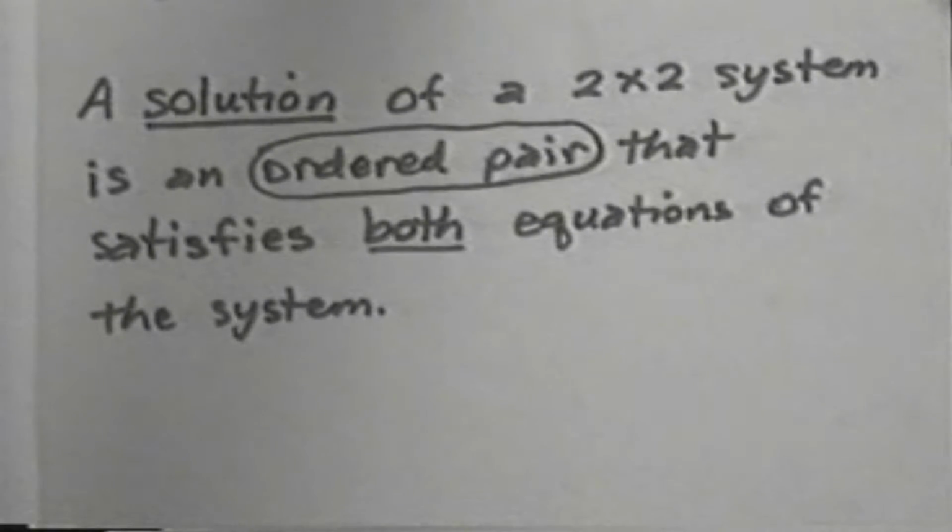Well, how do we determine whether an ordered pair is a solution of a system? Let's look at an example. We're going to take the system you just wrote down and answer the question, is 2, -3 a solution of 2x plus 5y equals -11, 3x minus y equals 9?